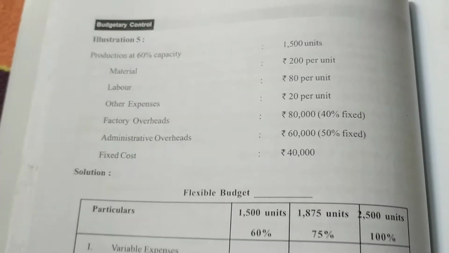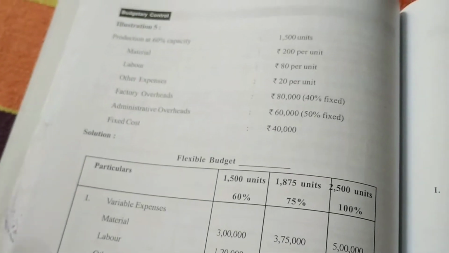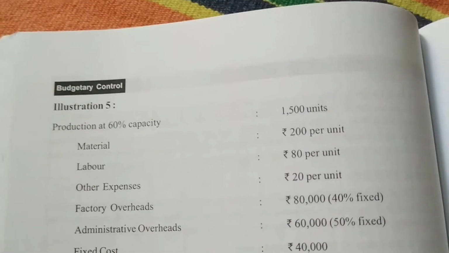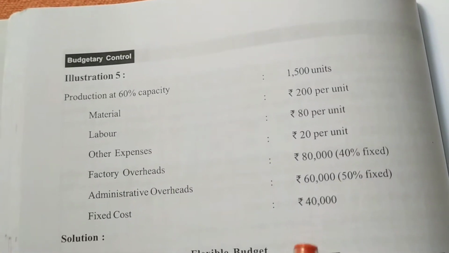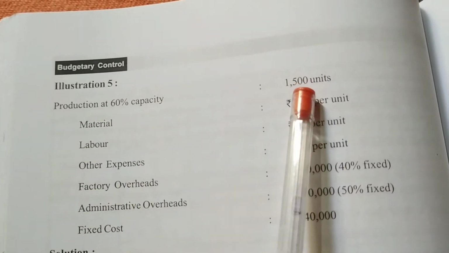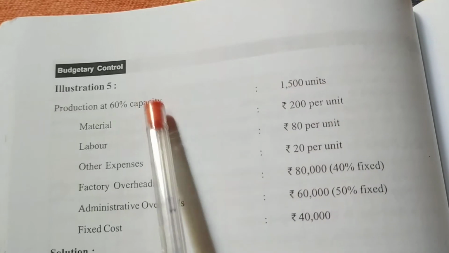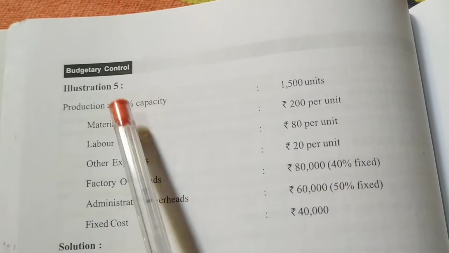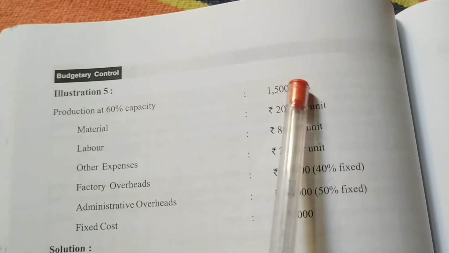Good morning, students. Let us continue flexible budget and we'll solve one problem on this. So here it is a very simple problem. Production is given at 60% capacity, 1500 units. So the company is using only 60% capacity. So they are producing how many units?